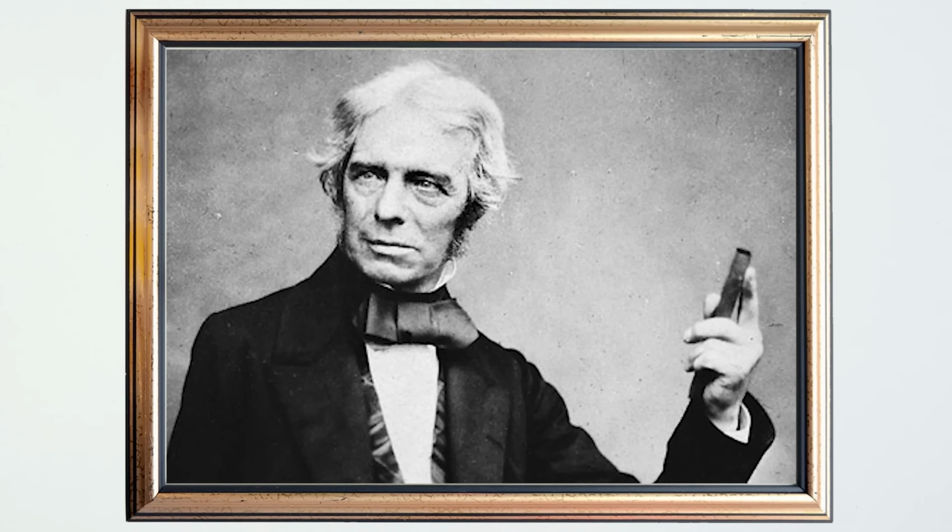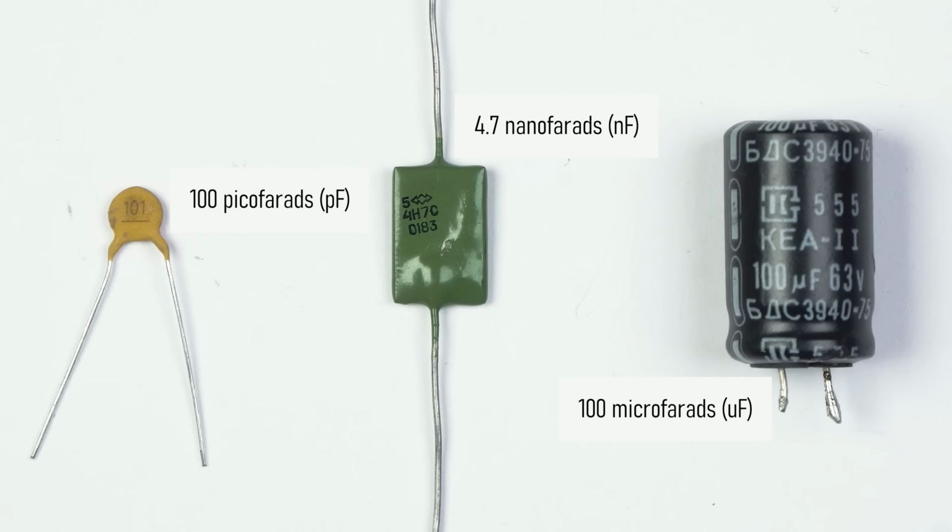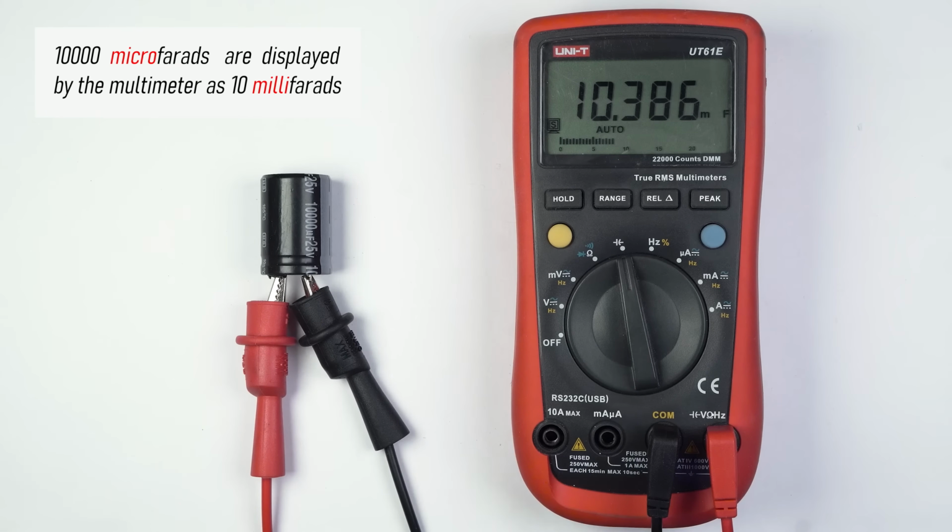1 farad is a very large capacitance, so in electronics, microfarads, nanofarads, and picofarads are commonly used. For some reason, a unit called millifarad is typically not used when indicating capacitance. You can, however, find it in measuring instruments, a multimeter for example. So when measuring capacitance, do not confuse it with microfarads.